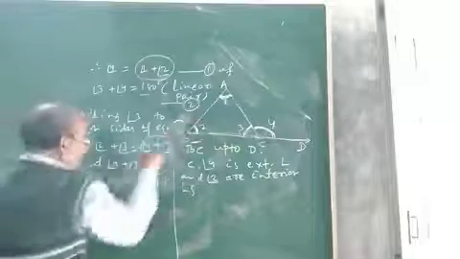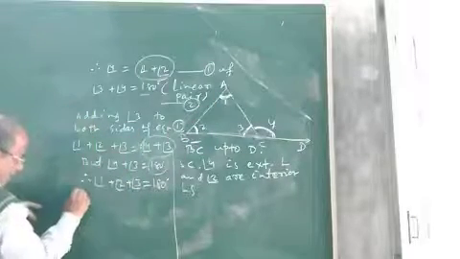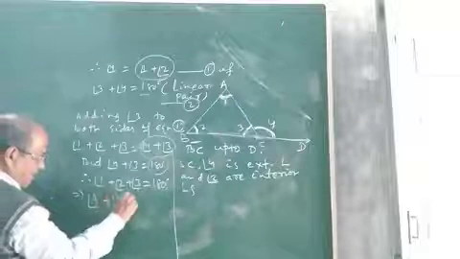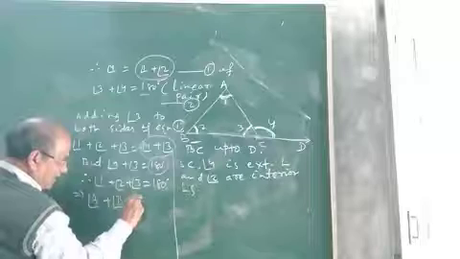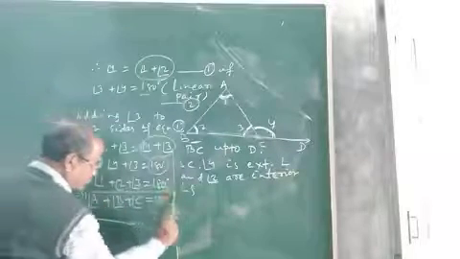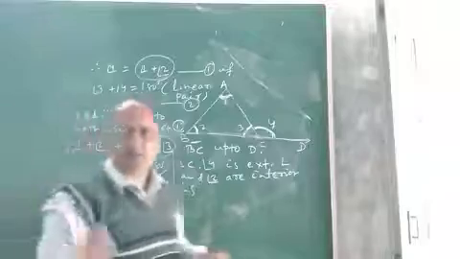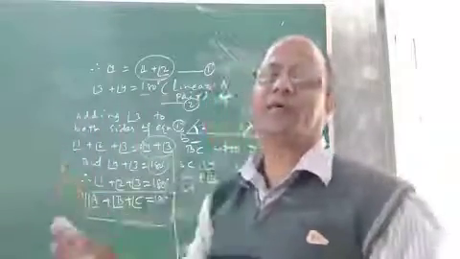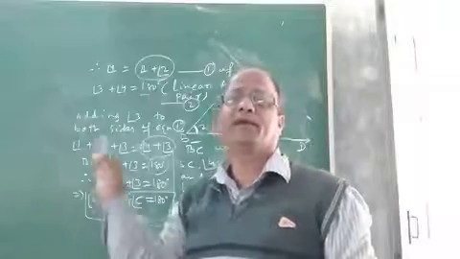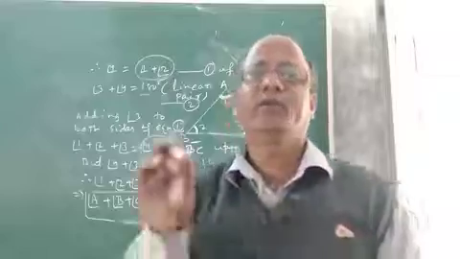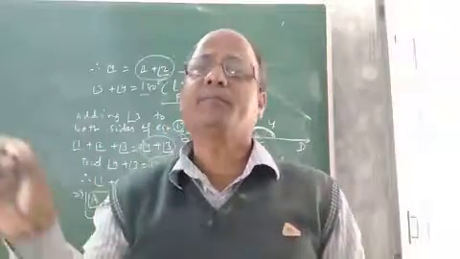Now in place of angle 1, we can write angle A. In place of angle 2, we can write angle B. In place of angle 3, we can write angle C. So angle A plus angle B plus angle C is 180 degree. Thus we came to conclude that the sum of the three interior angles of any triangle is always equal to 180 degree, which is known as the angle sum property of triangle.